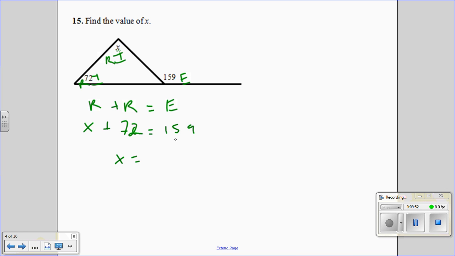So let's subtract. You would get 87. So x is 87 degrees.